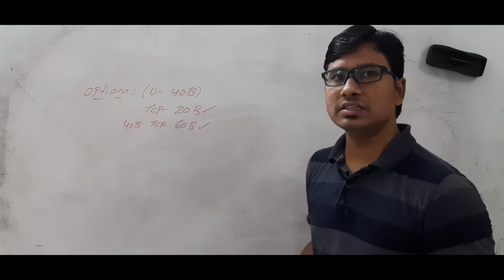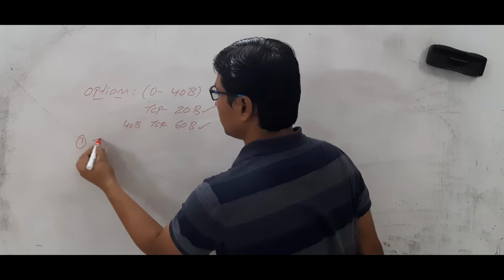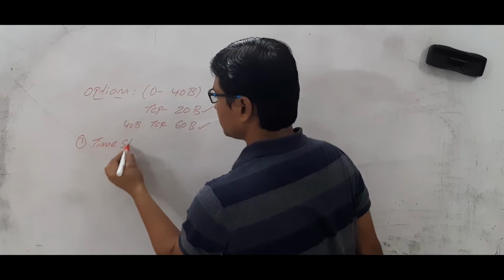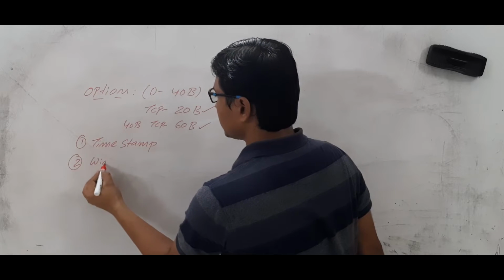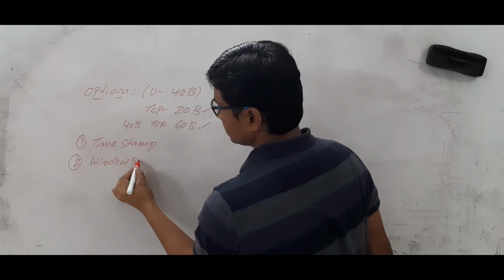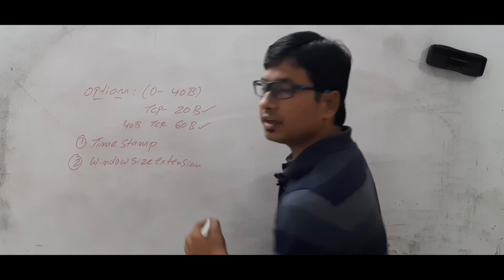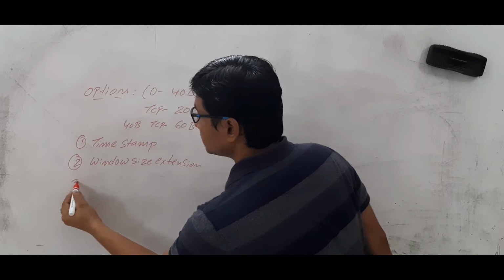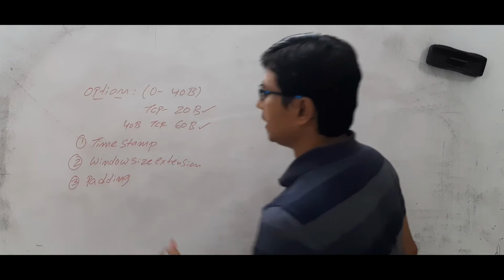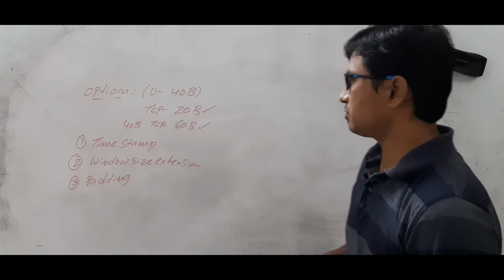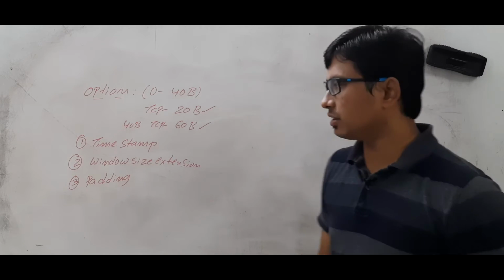Now we will discuss where we will use this option field. We can use it for timestamp. We can use it for the window size extension. We can use it for padding also. Now let me discuss the timestamp, where we will use the options for the timestamp. Then we will discuss the window size extension, and then the padding.